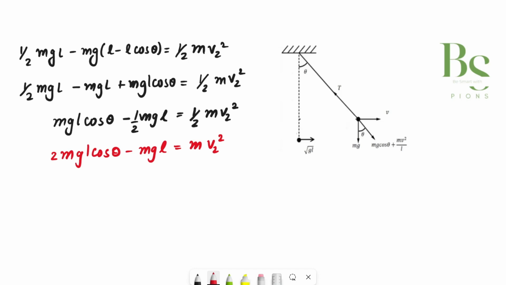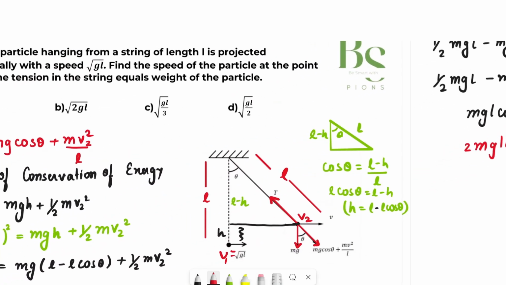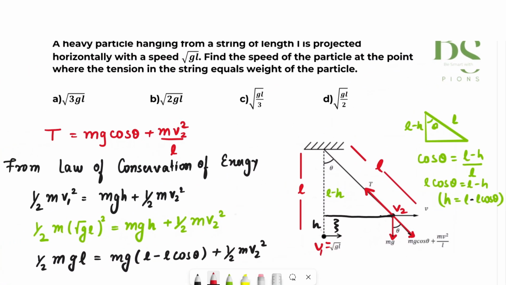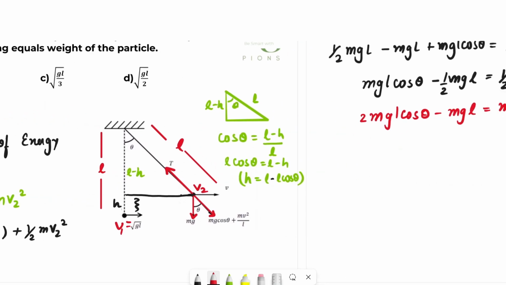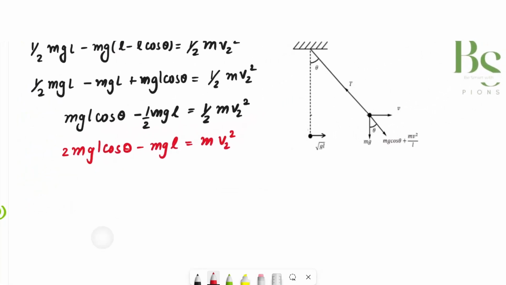Okay. Now the condition. This is very important here. Let's read the question once again to understand our condition. Find the speed of the particle at that point where the tension in the string is equal to the weight of the particle. So a very important condition. What is the condition? Tension is equal to the weight of the particle. So let's write here, given: tension is equal to weight of the particle, T equals mg.